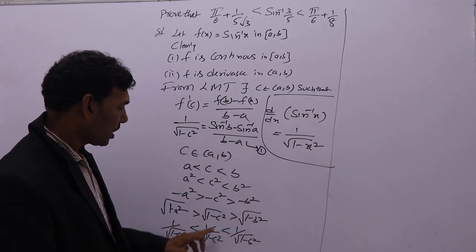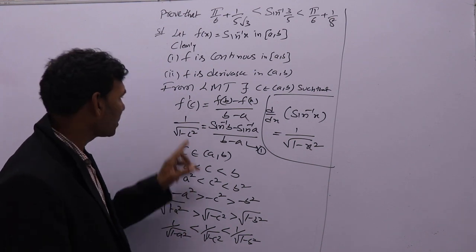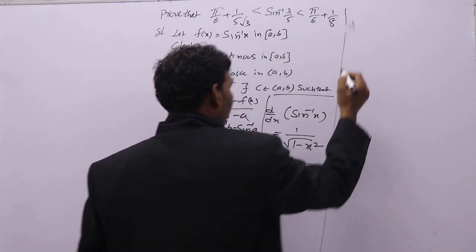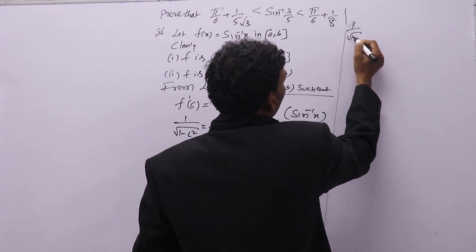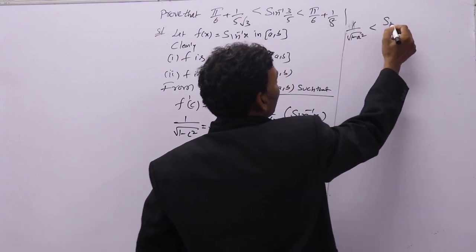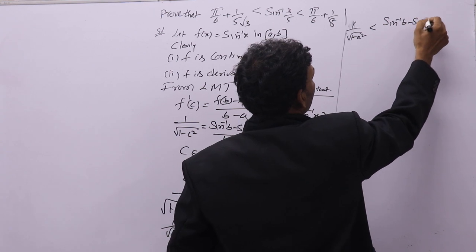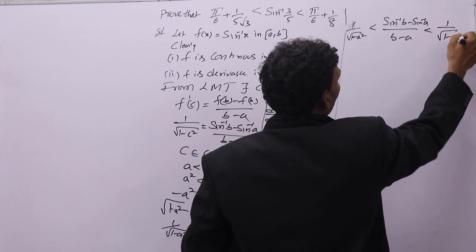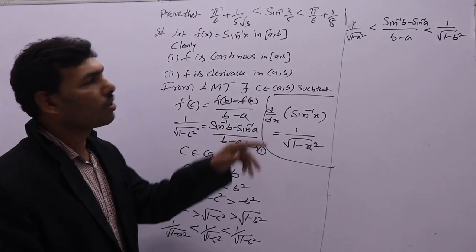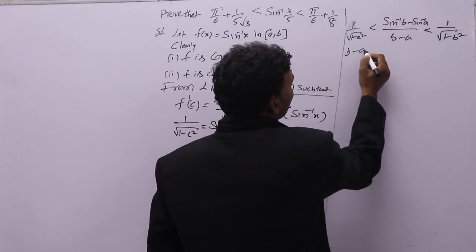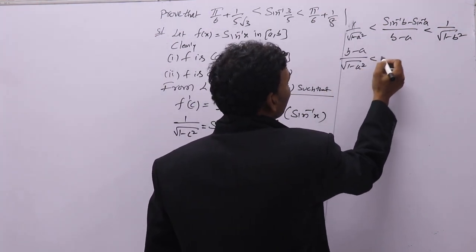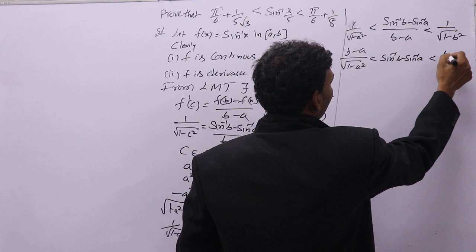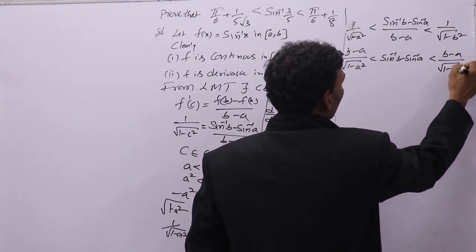From the first equation, you can replace 1 by root 1 minus c square with this. So I am replacing with the sine inverse expression. Here 1 by root 1 minus a square is less than sine inverse b minus sine inverse a by b minus a, which is less than 1 by root 1 minus b square. Now multiply with b minus a: b minus a by root 1 minus a square is less than sine inverse b minus sine inverse a is less than b minus a by root 1 minus b square.